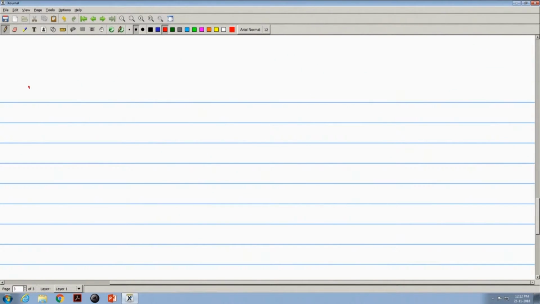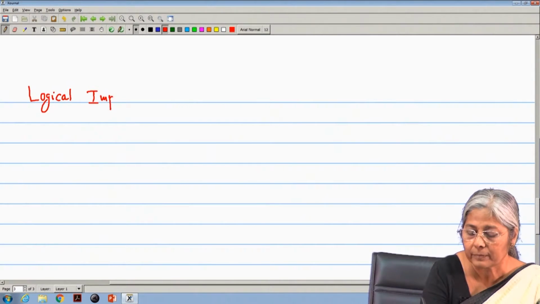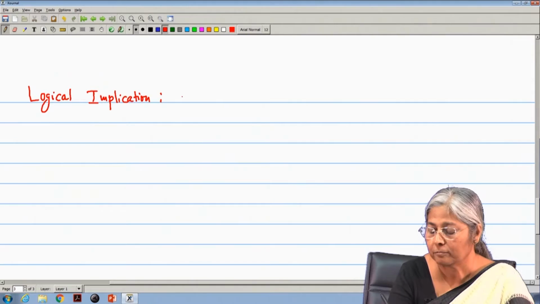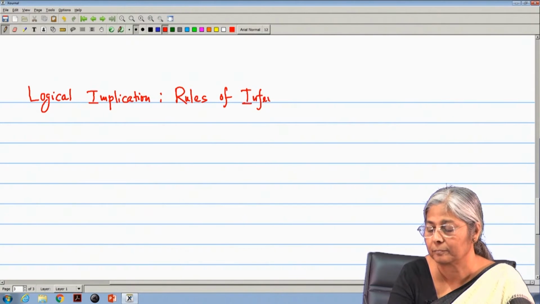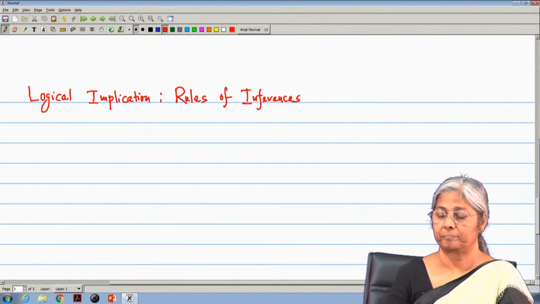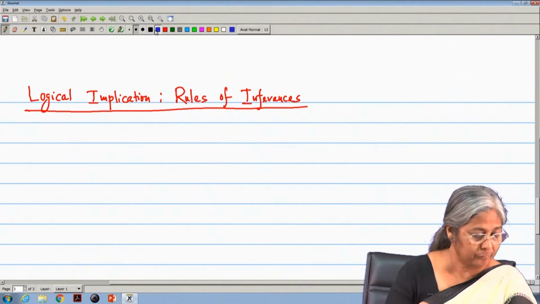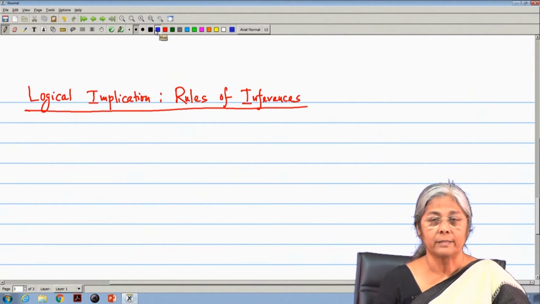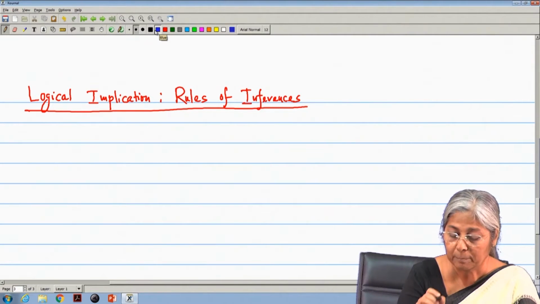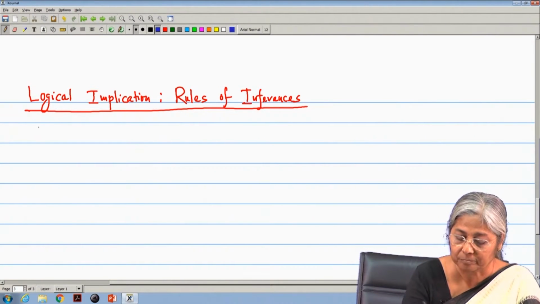So, it is the logical implication, which formally we can tell. Finally, we will be giving some rules of inference. So, let us consider one implication, the general form of implication.